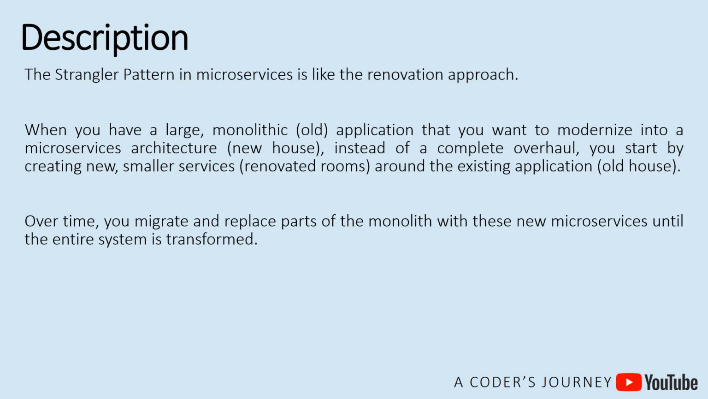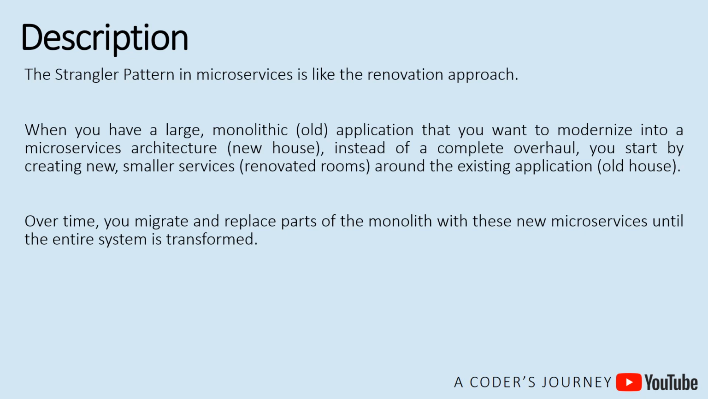So instead of a complete overhaul, instead of completely tearing down that monolithic application, you are going to start piece by piece. So you will start by creating new, smaller services, which are your microservices, of course, and based on that analogy, they are those renovated rooms like the living room, the kitchen, and so on. And then you will build these rooms around that existing monolithic application. So you take it one piece at a time.